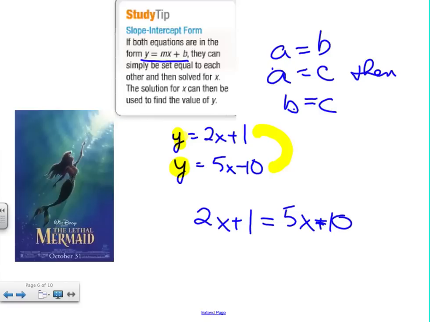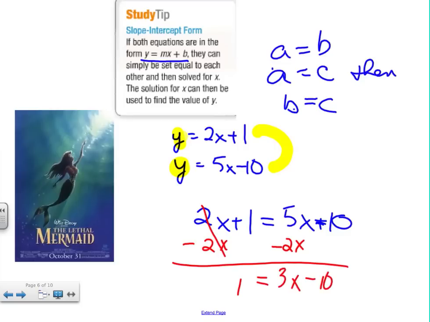Okay? So then you can just solve for x, right? And get 2x. So then minus 2x on both sides. And we get 1 equals 3x minus 10. And then add 10 to both sides.